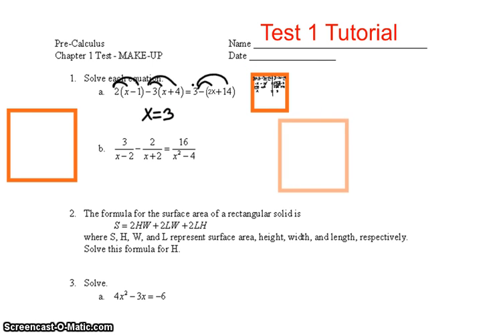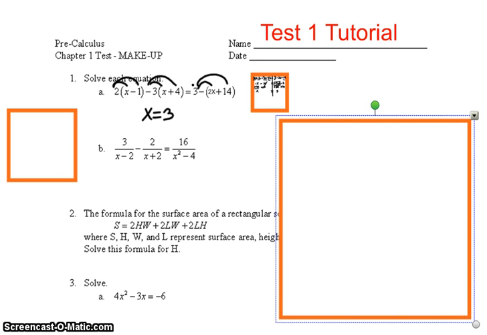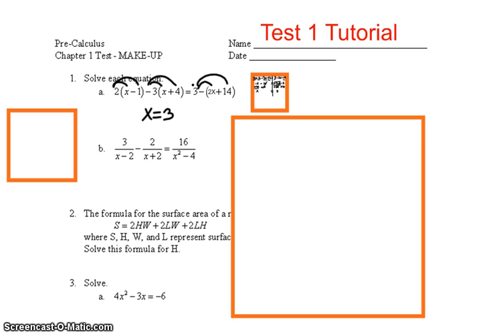On part B, we need to multiply through by the common denominator so that we can clear out the denominator. If I factor x squared minus 4, I'm going to get x minus 2 times x plus 2. So that'll be my common denominator.